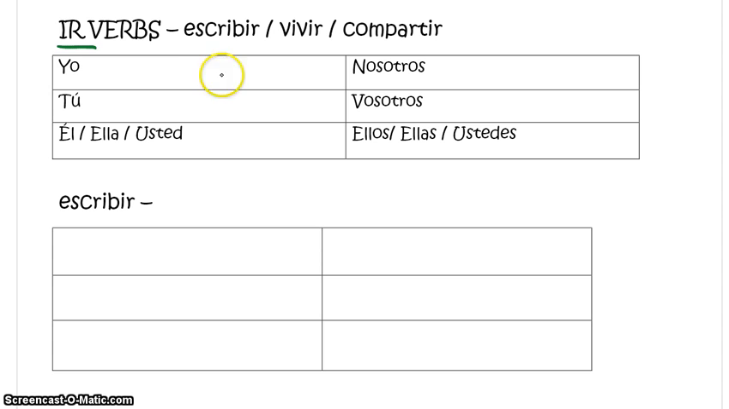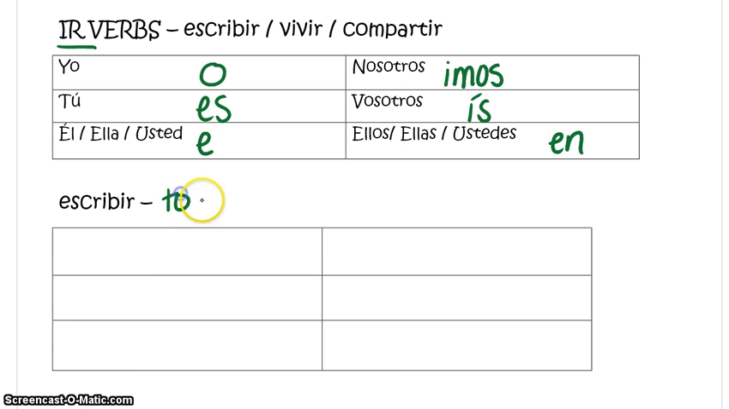So for the yo form, just as with ER verbs, we add o. The tú form, we add es. El, ella, usted, we add e. And ellos, ellas, ustedes, we add en. The two forms that are different from ER verbs are nosotros and vosotros. In the nosotros form, we're going to add imos, and vosotros will add ís. So let's practice with the verb escribir, which means to write.